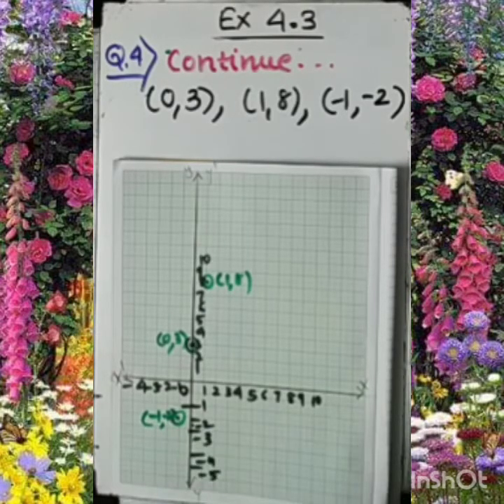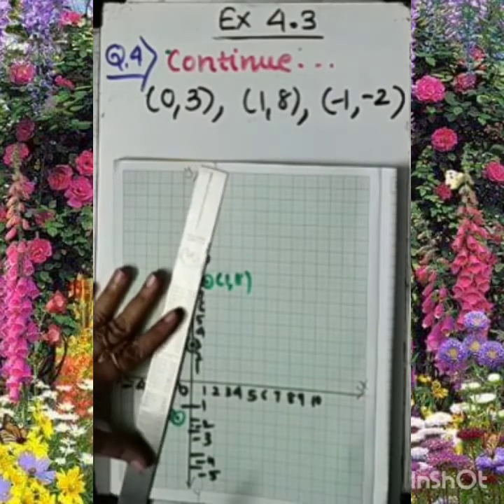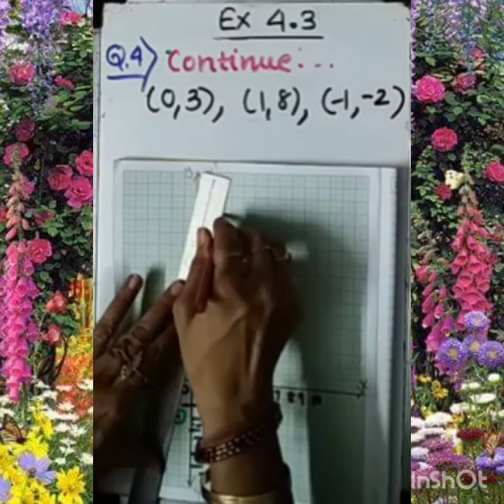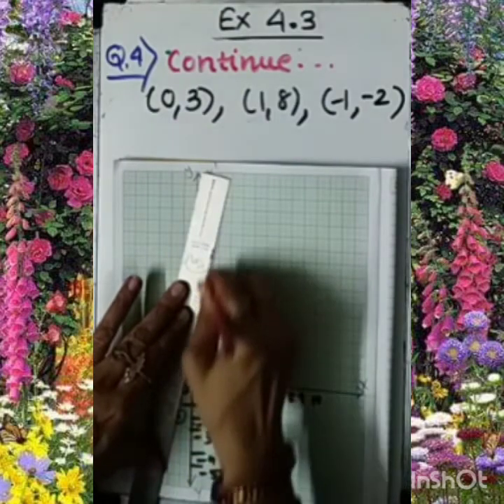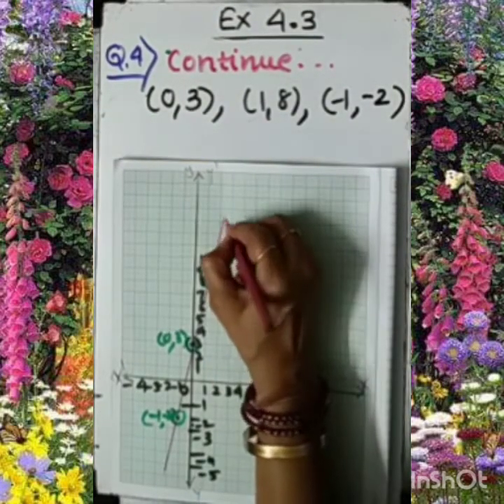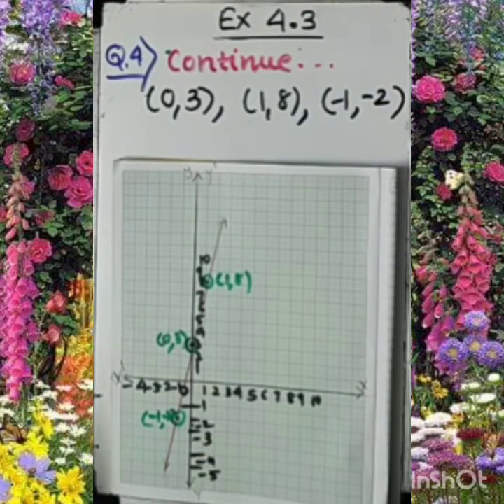Now let me join all these given points. Okay. Then what do we have? Let's find. So I'm using my scale with the proper measurement. I am stretching the line. Okay. And this line is itself which graph line? That you know very well.